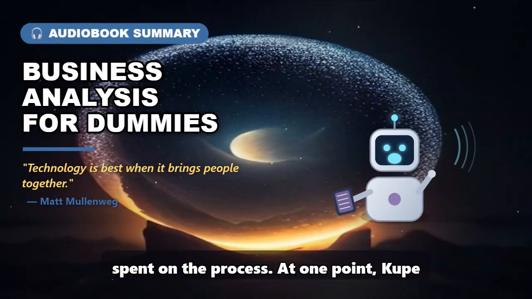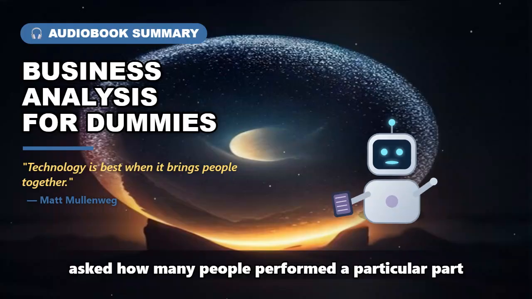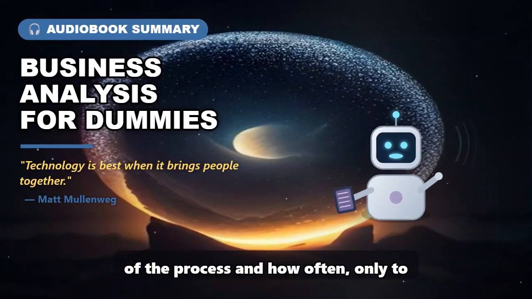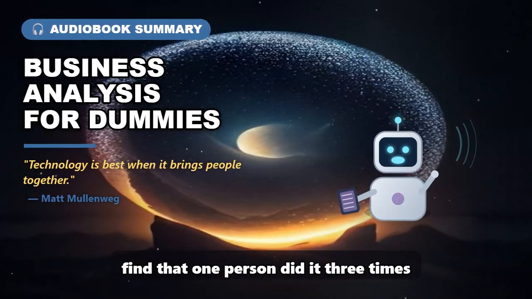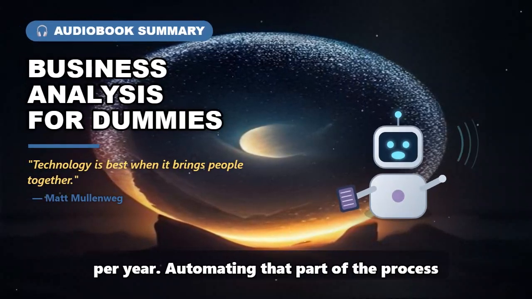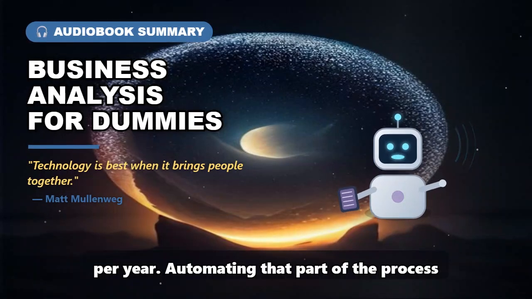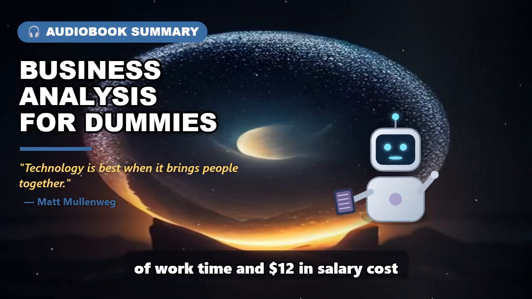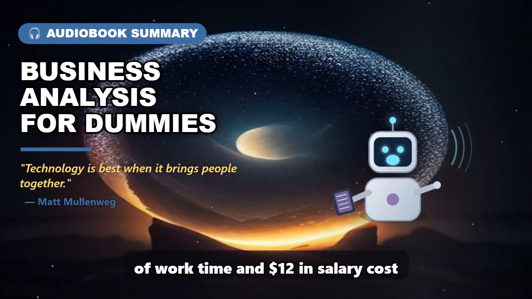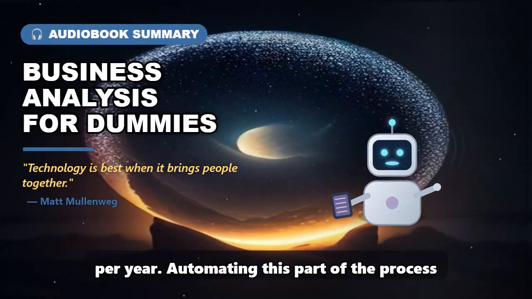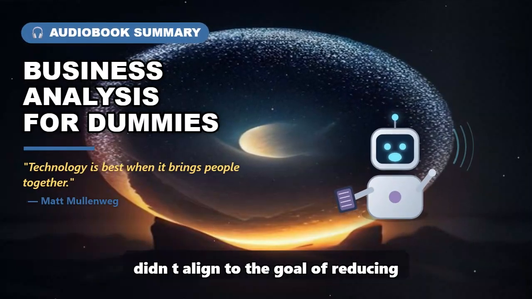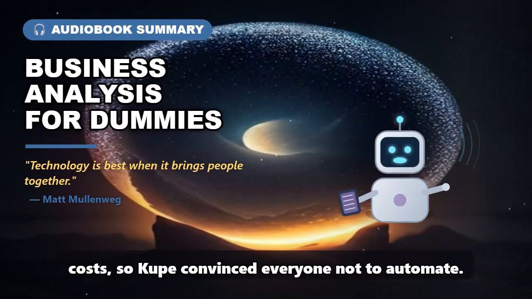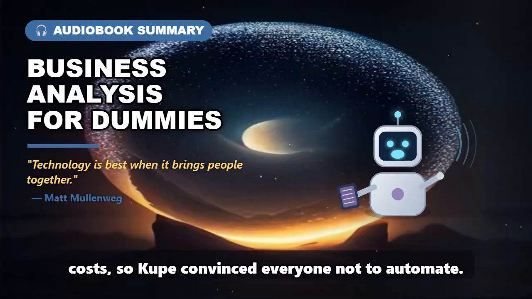At one point, CUPE asked how many people performed a particular part of the process and how often, only to find that one person did it 3 times per year. Automating that part of the process would cost $10,000 and save approximately 30 minutes of work time and $12 in salary cost per year. Automating this part of the process didn't align to the goal of reducing costs, so CUPE convinced everyone not to automate.